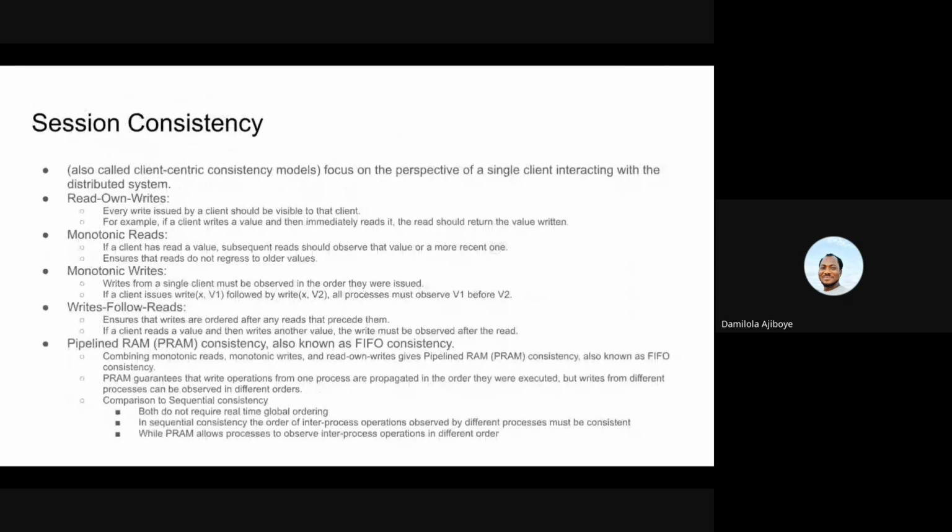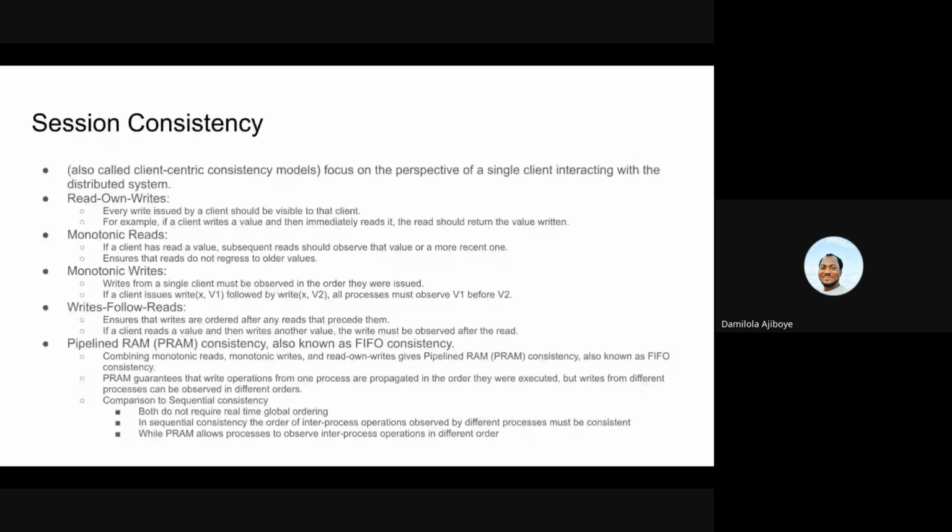So session consistency looks at things from the client's perspective, so it's called a client-centric consistency model. Let's go through some of the properties of this consistency model. One is read your writes, and this is very important.